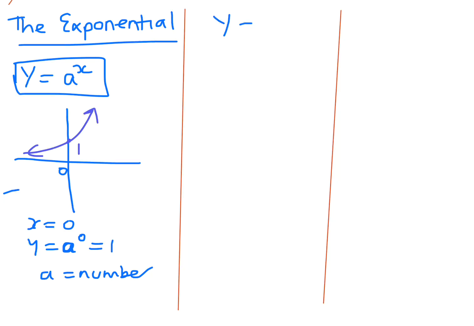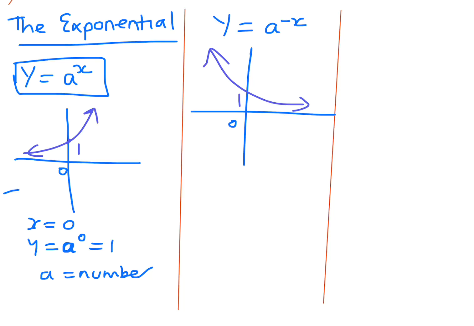Now, then when you have y equals a to the minus x, the basic shape of that equation would be going down. It would be the negative one because it flips over.